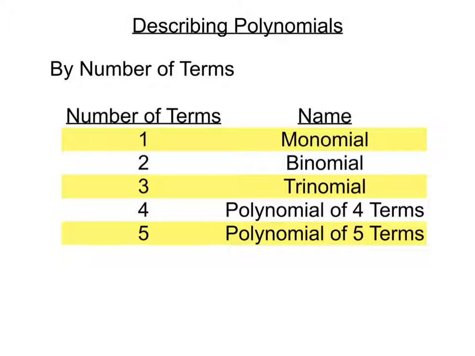Now, in this case, notice there's only 3 things that you actually have to remember as specific vocabulary: monomial, binomial, and trinomial. After that, it's just a polynomial of so many terms. Because all of these are types of polynomials. It's just a matter of how specific we are getting about those polynomials.